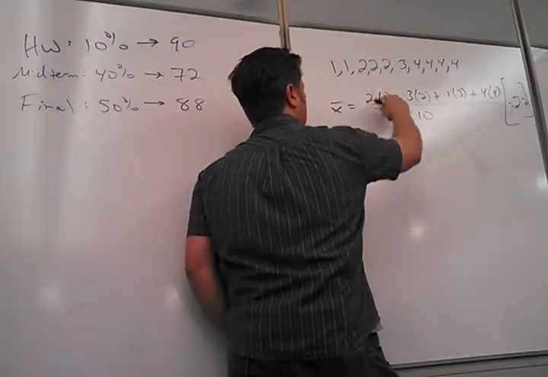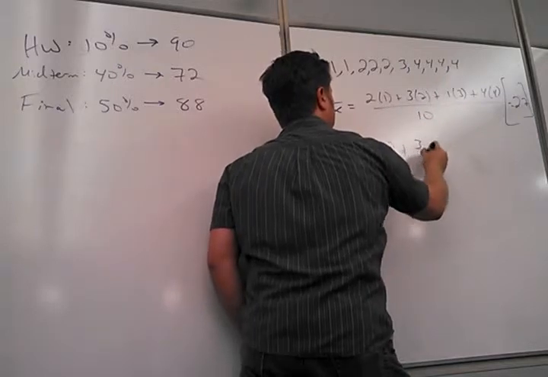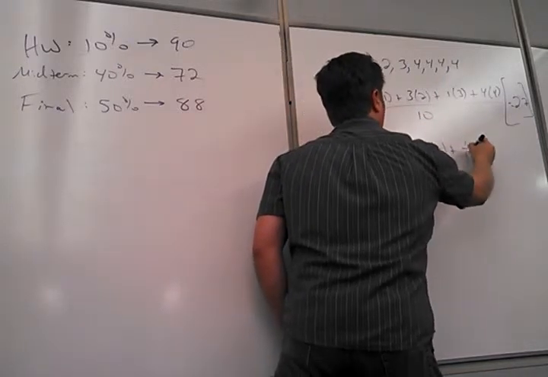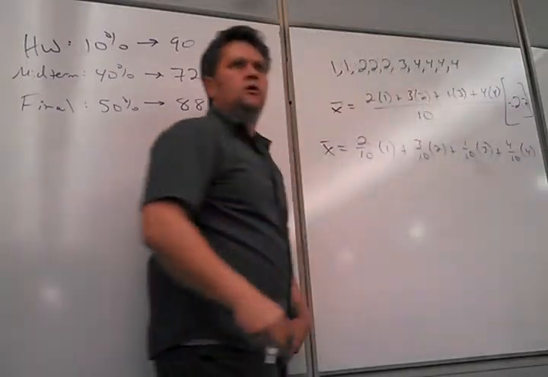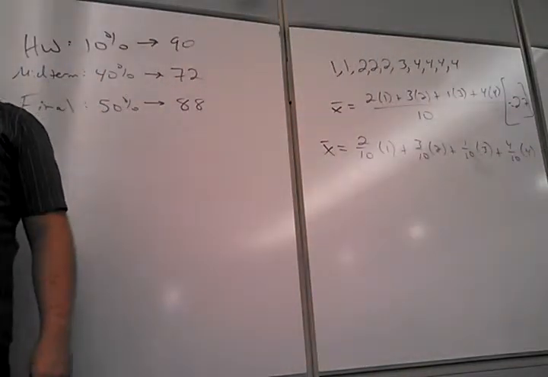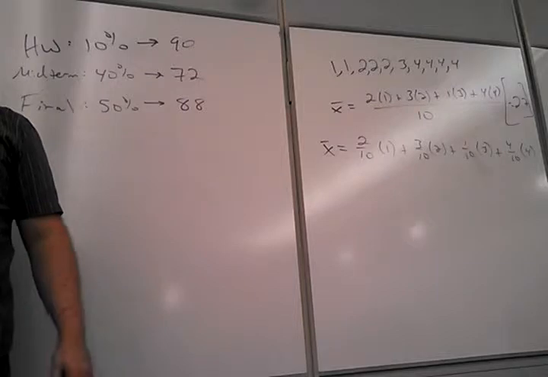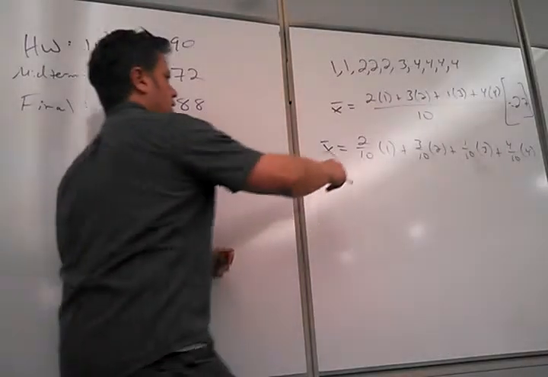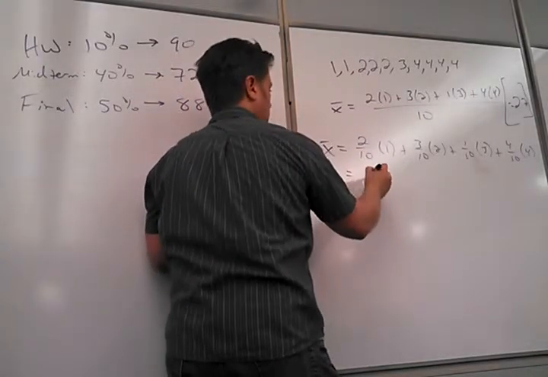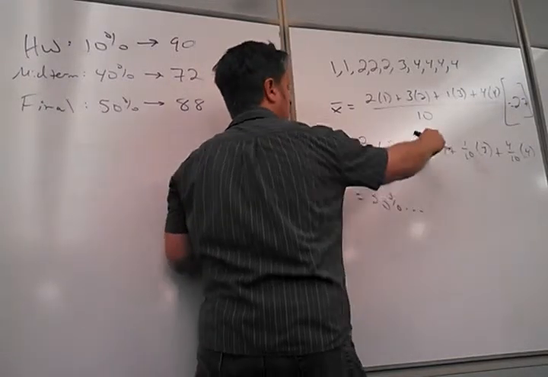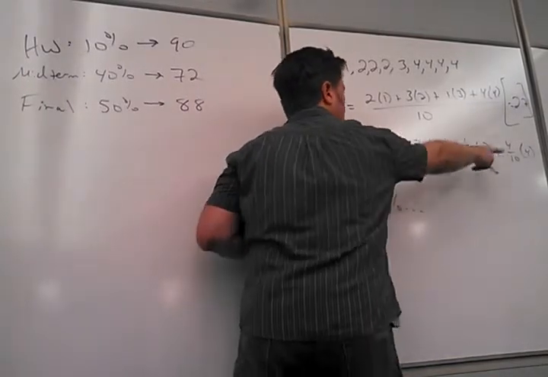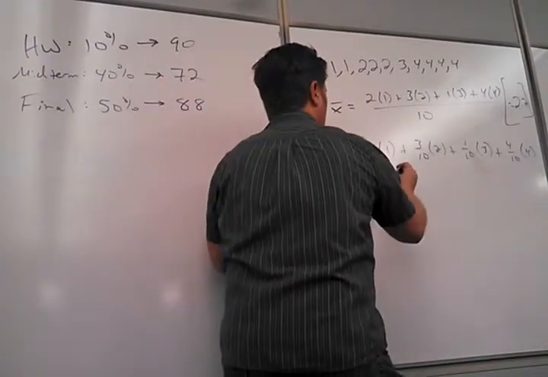So if on the homework you get a 90, on the midterm you get a 72, but on the final you just did pretty good and get an 88. Which grade means the most? In this setup, the final, right? It's the highest grade. But actually, these two together mean just as much as that by itself.